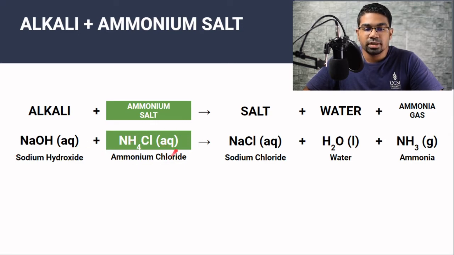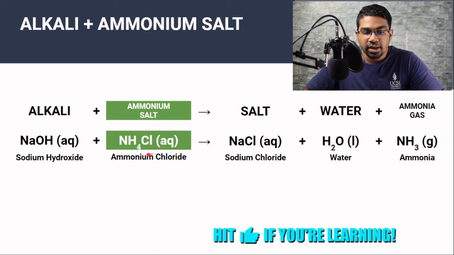So ammonium chloride is an ammonium salt. Ammonium is the cation, and chloride is the anion that comes from an acid. So it can be chloride, it can be nitrate, it can be sulfate. These are all ammonium salts. When ammonium salts react with an alkali, we get a salt, a different salt. So this salt is formed by the cation from the alkali and the anion from the ammonium salt.